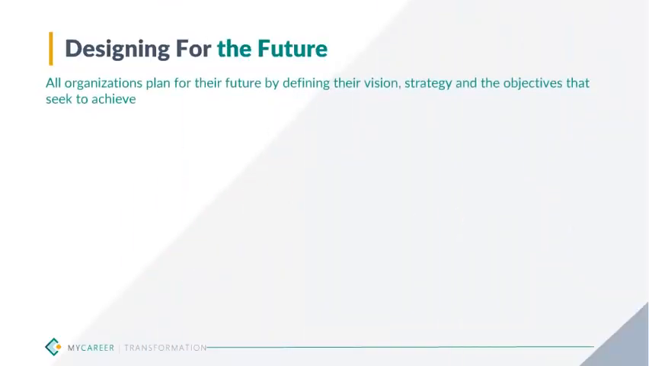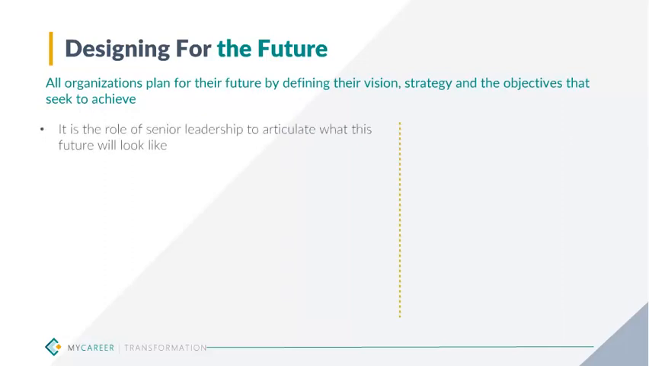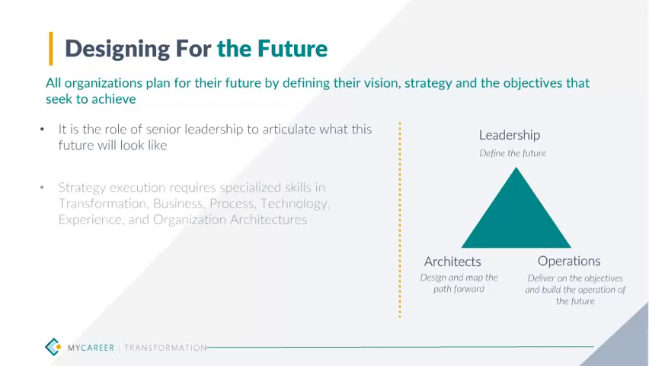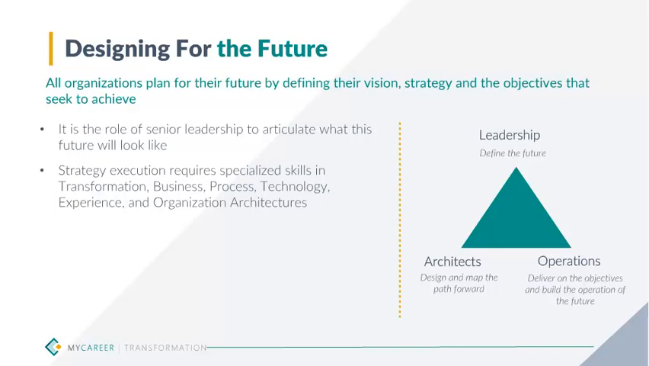All organizations plan for their future by defining their vision, strategy, and the objectives that they seek to achieve. It is the role of senior leadership to articulate what this future will look like and how the organization will be positioned uniquely and differentially in the market while delivering on customer expectations. The vision and strategy execution are extremely complex in most companies, requiring specialized skills in transformation architecture, business architecture, process architecture, technology architecture, experience architecture, and organization architecture. Together, these architectures form the architectural ecosystem.